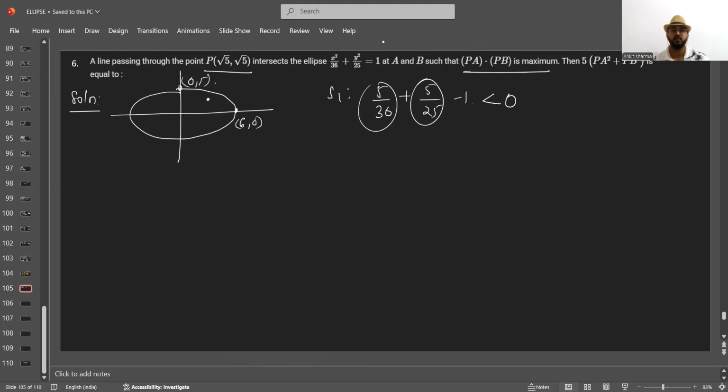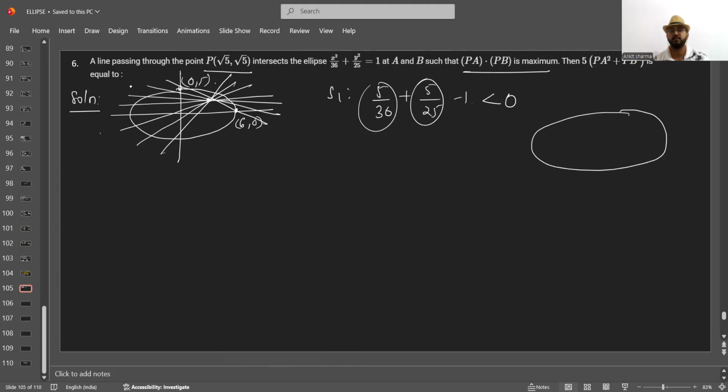Now there is a line which passes through this point and intersects the ellipse at A and B, so that PA into PB is maximum. So we can have many lines like this which are passing through this point, and they will intersect the ellipse at 2 points, like this. Our concern is that PA into PB is maximum. So if we consider there is some point P here, I want this length to be maximum.